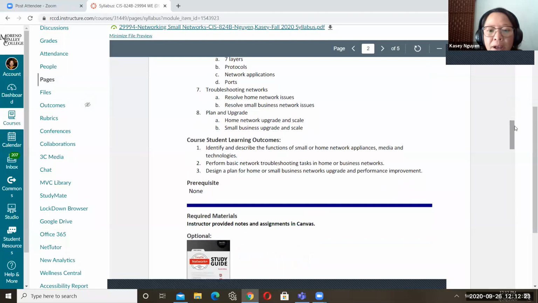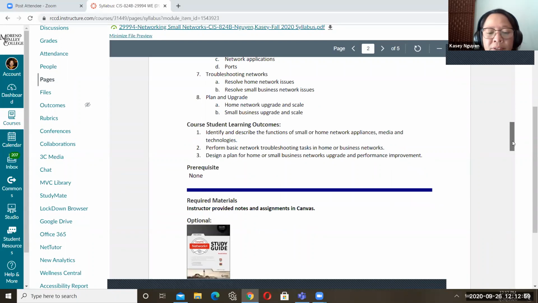So your learning outcomes include the functions for small home and network appliances, including your Wi-Fi routers, and then you can attach network storages and other type of appliances. Then you're going to perform basic network troubleshooting and tasks in the home or business networks. And ultimately, we will design a plan on how to upgrade and maintain performance over time.